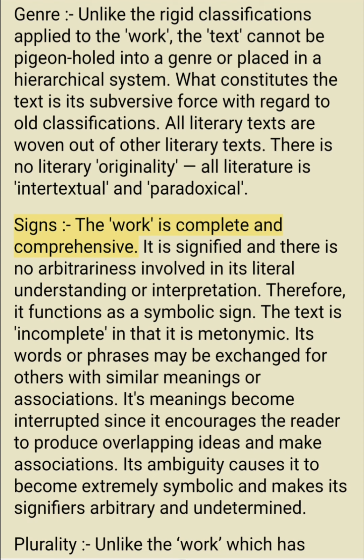Signs. The work is complete and comprehensive. It is signified and there is no arbitrariness involved in its literal understanding or interpretation. Therefore, it functions as a symbolic sign. The text is incomplete in that it is metonymic. Its words or phrases may be exchanged for others with similar meanings or associations. Its meanings become interrupted since it encourages the reader to produce overlapping ideas and make associations. Its ambiguity causes it to become extremely symbolic and makes its signifiers arbitrary and undetermined.